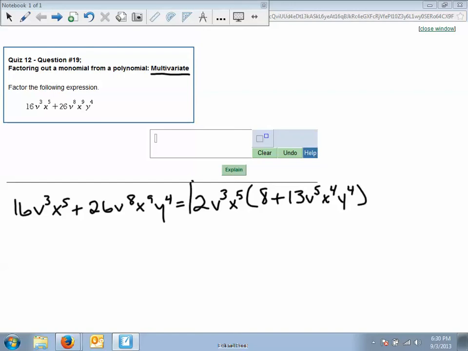And so this is the factored form of what we're looking at here. We took out a 2v to the third x to the fifth, and we had 8 plus 13v to the fifth x to the fourth y to the fourth left over.